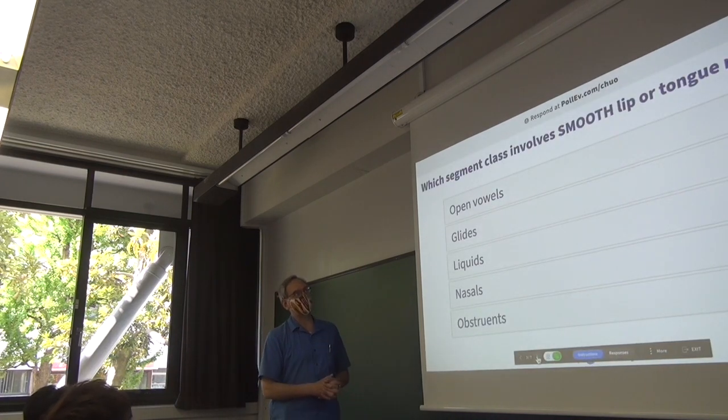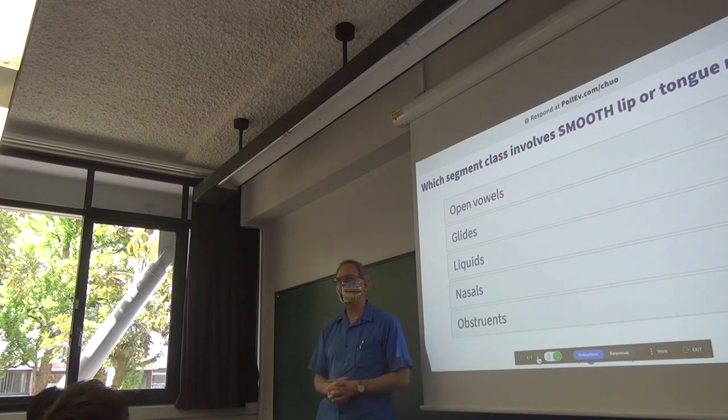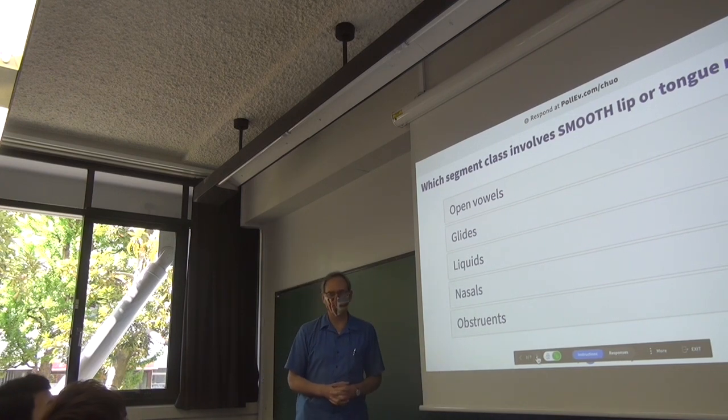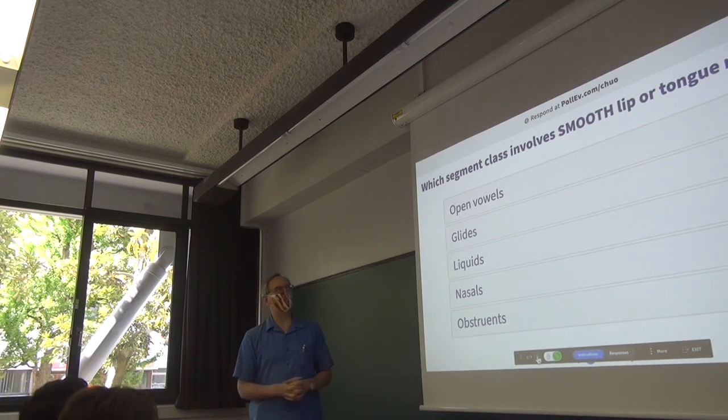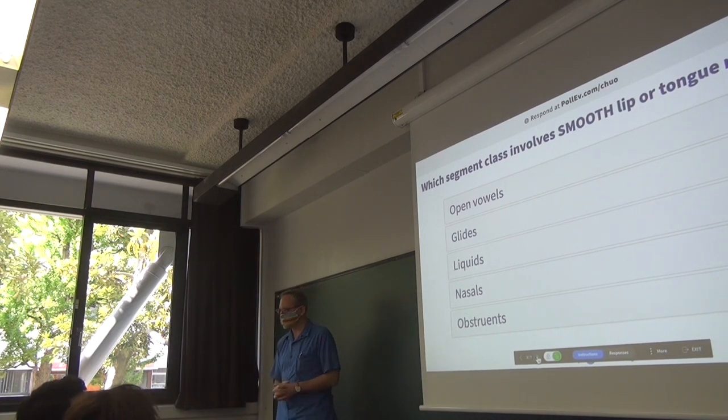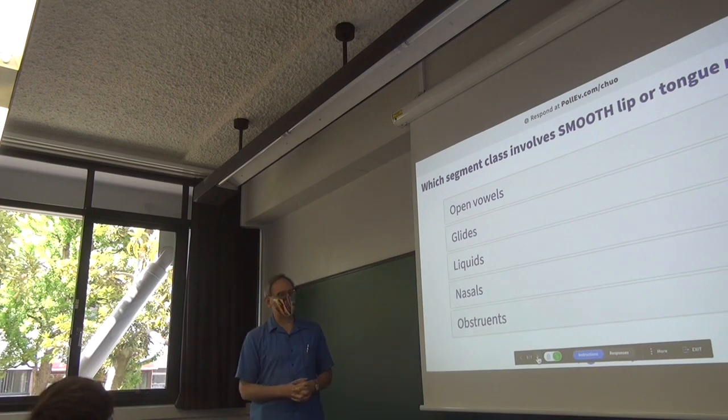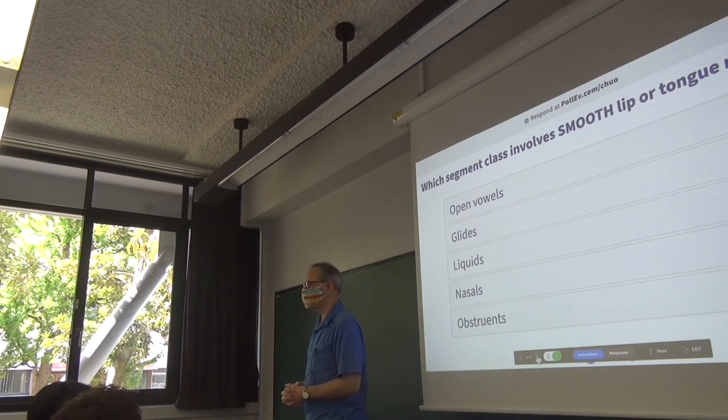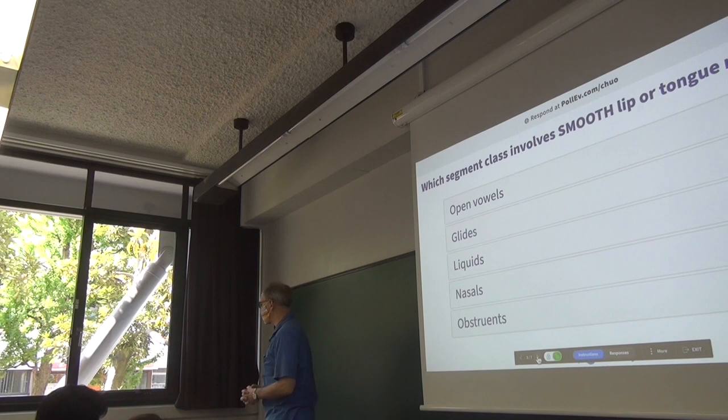Which segment class involves smooth lip or tongue movement? Is that the open vowels, the glides, the liquids, the nasals, the obstruents? Which segment class involves smooth movement, either of the lips or the tongue?